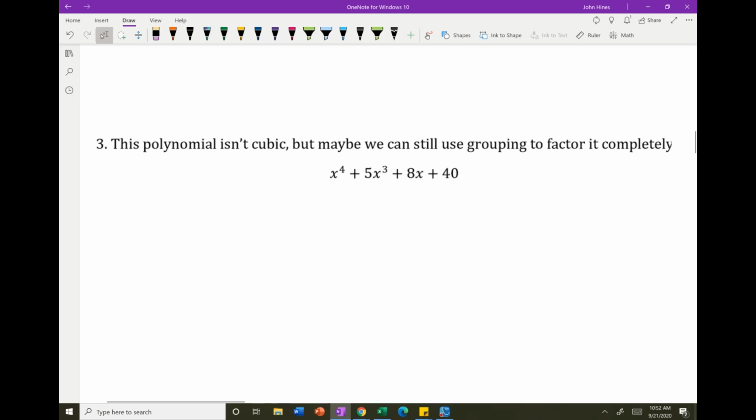This polynomial isn't cubic. A cubic polynomial is an x to the third. It's cubed. This is actually an x to the fourth polynomial. This one is quartic. This is a quartic polynomial. Quartic meaning quarter, 4.